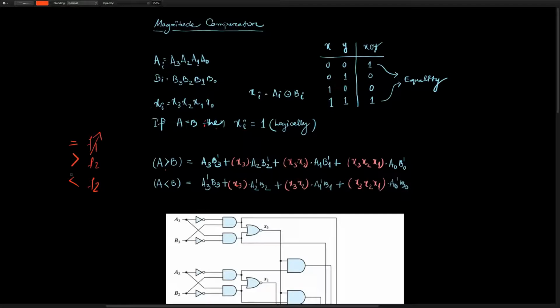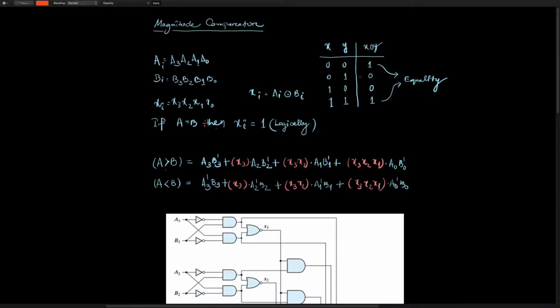Not all of them are 1 at the same time, only one of them is high at a time. Whenever that is true, that particular operation goes high and the other two remain 0. So we have to design those functions.